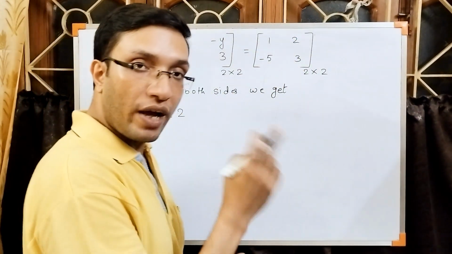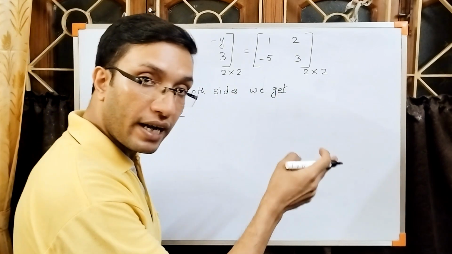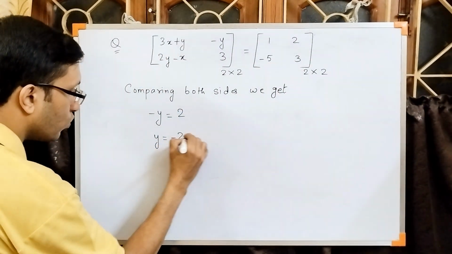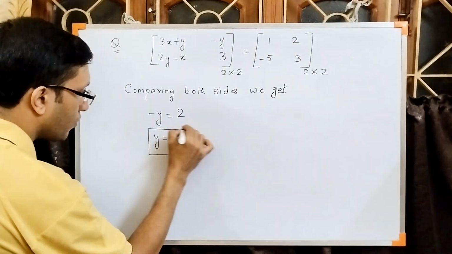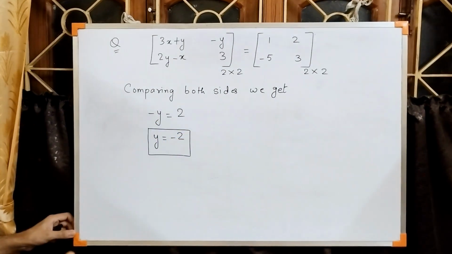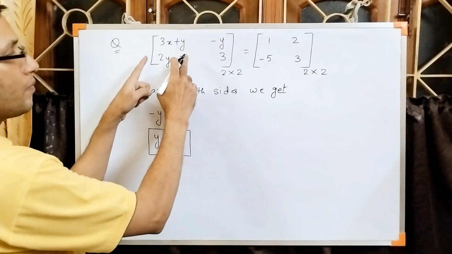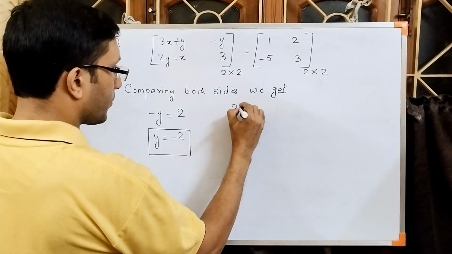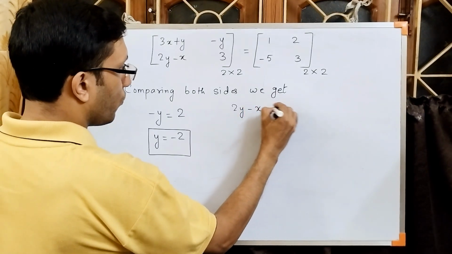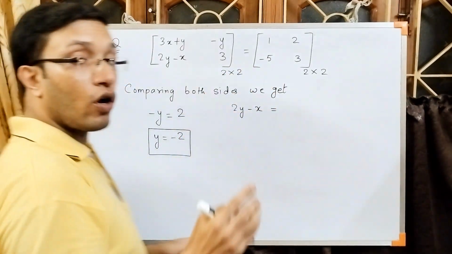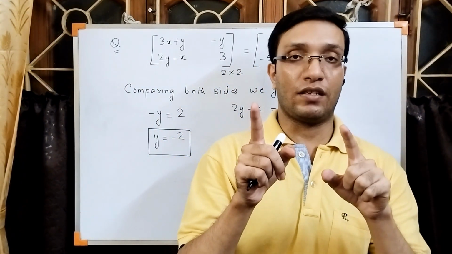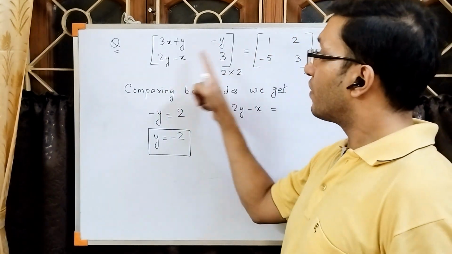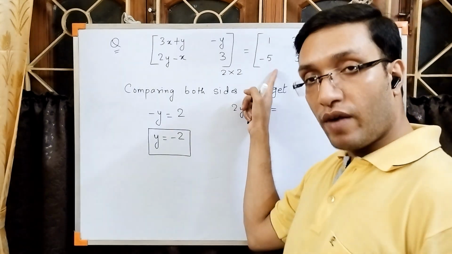So if negative y is equal to 2, we transpose this negative on the right, so we get the value of y as minus 2. So this is the value of y. Now we can compare this element, that is 2y minus x, with this element, because we compare position wise. Second element goes with the second element, third element goes with the third element, right?